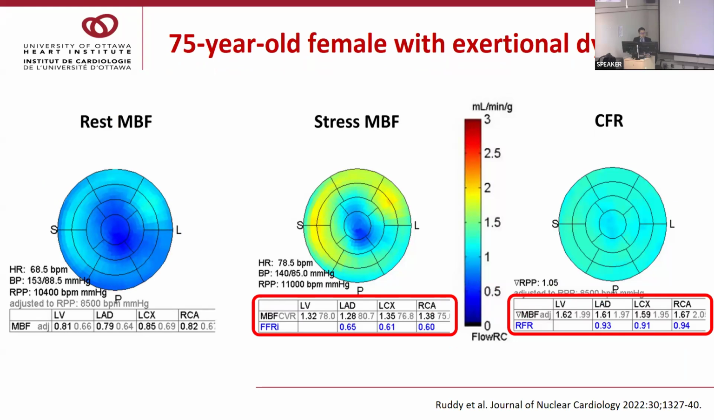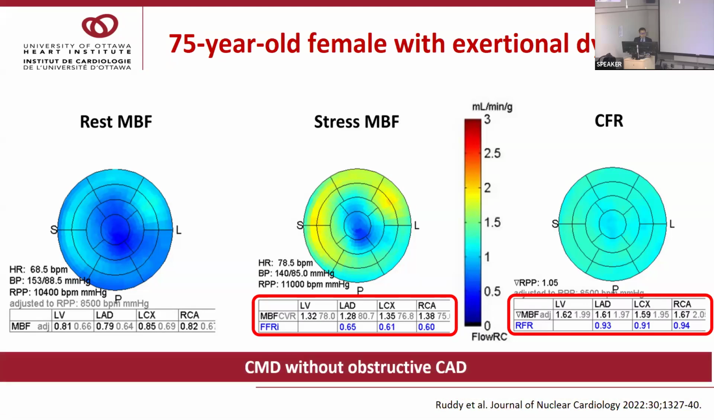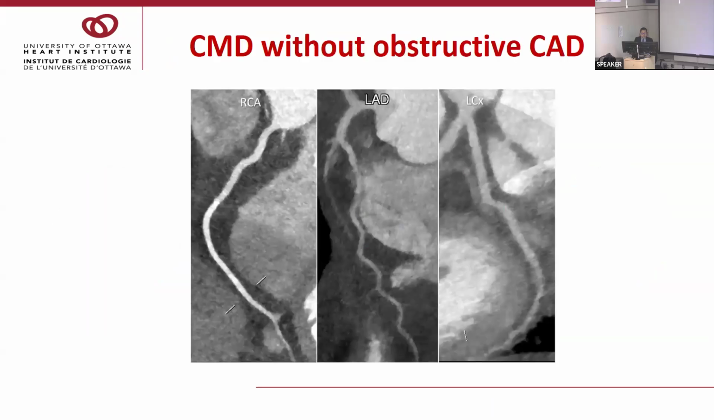This is the flow data. The resting flow was normal, 0.81 global, whereas stress flow was globally reduced, 1.32. Myocardial flow reserve was 1.62, which is mildly reduced. We often use 2.0 as a cutoff. And this is a typical finding of coronary microvascular dysfunction without obstructive epicardial disease. Subsequently, coronary CT angiography was performed, and it was confirmed that there are no obstructive lesions in the epicardial arteries.